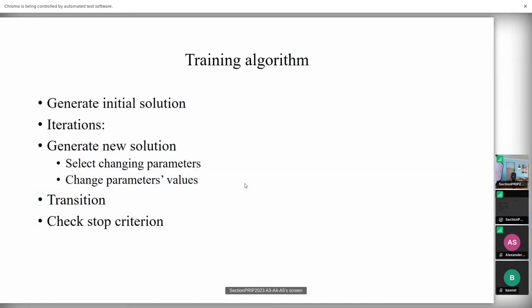Next slide. Here is the proposed algorithm in my report. The first step is to generate an initial solution. Next, we perform iterations. We generate a new solution, then we decide whether to perform a transition to the new solution or not, and then we check the stop criteria. Next slide.